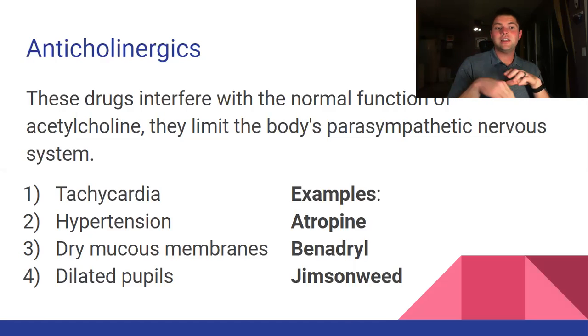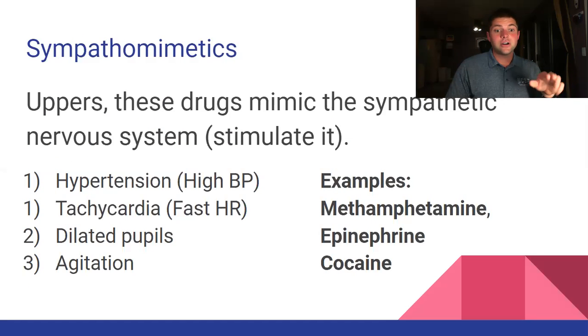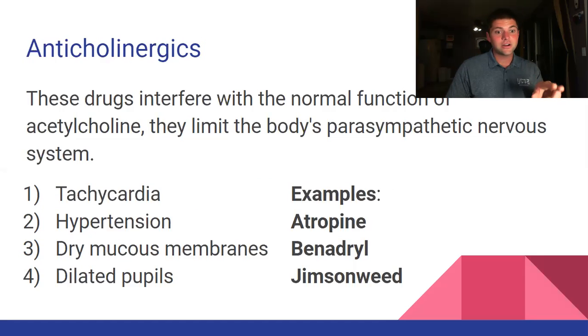All right, so you guys see down here it has tachycardia, hypertension, dry mucous membranes, and dilated pupils. Those look very similar to the sympathetic nervous system. I'm going to flip back to it. Hypertension, tachycardia, dilated pupils, agitation. That's a sympathomimetic. And we have anticholinergics: tachycardia, hypertension, dry mucous membranes, and dilated pupils. All of those are very similar. In fact, they're almost duplicated. But one of them is applying the gas pedal, and the other one is taking your foot off the brake pedal. There's two systems, the sympathetic nervous system and the parasympathetic nervous system.